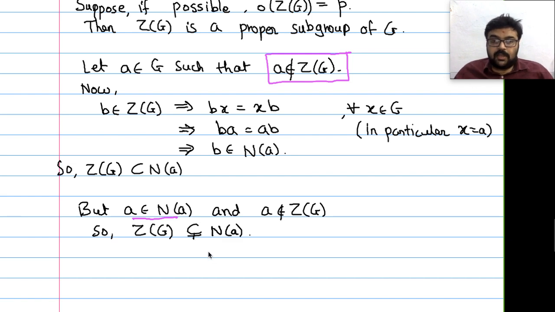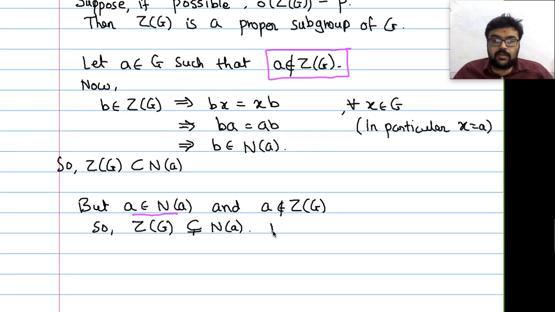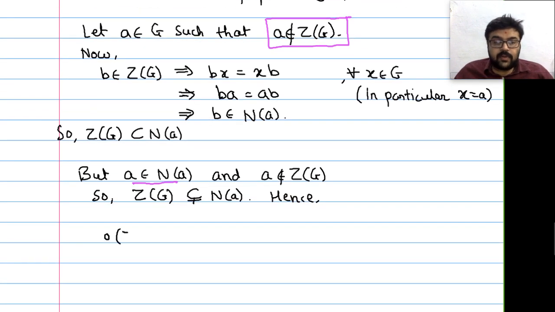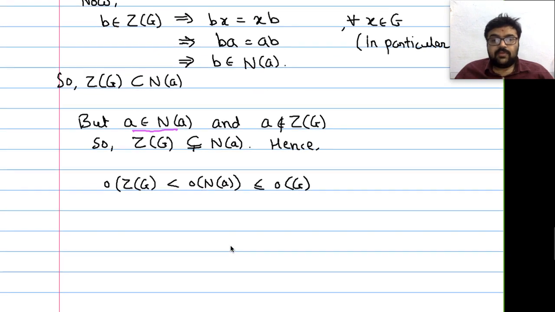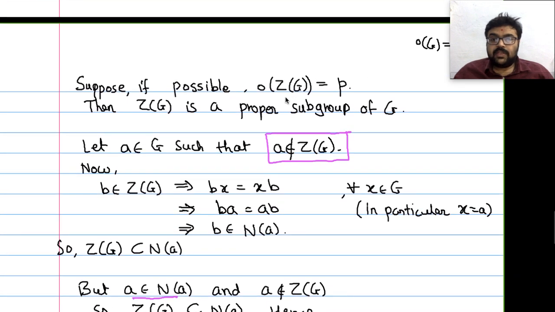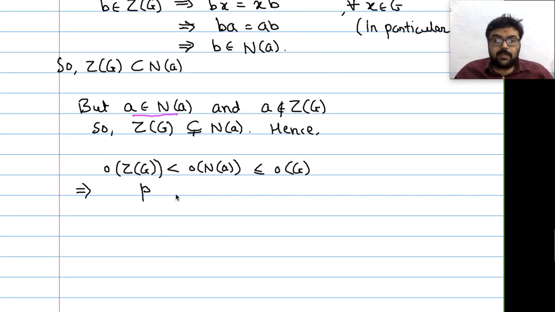And if it is a proper subset, that means the number of elements in Z(G) is strictly less than the number of elements in N(a), and hence we have order of Z(G) strictly less than order of N(a), because N(a) is a subgroup, which is at most the order of G. But then what is the order of Z(G)? We have assumed, suppose if possible, that the order of Z(G) is p in this case. So this is p. The order of N(a) we don't know. The order of G is p squared.